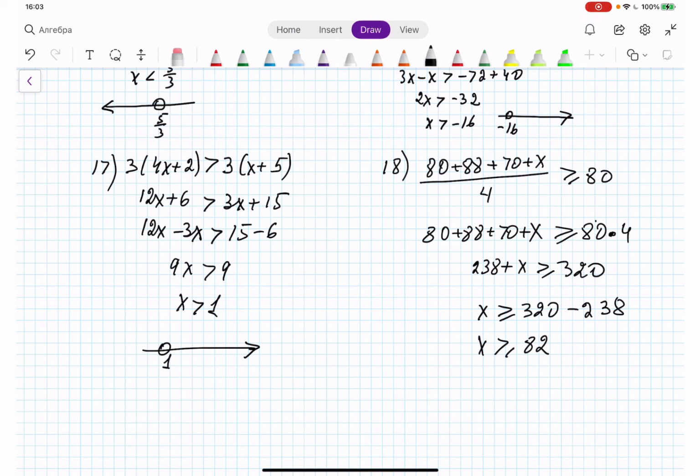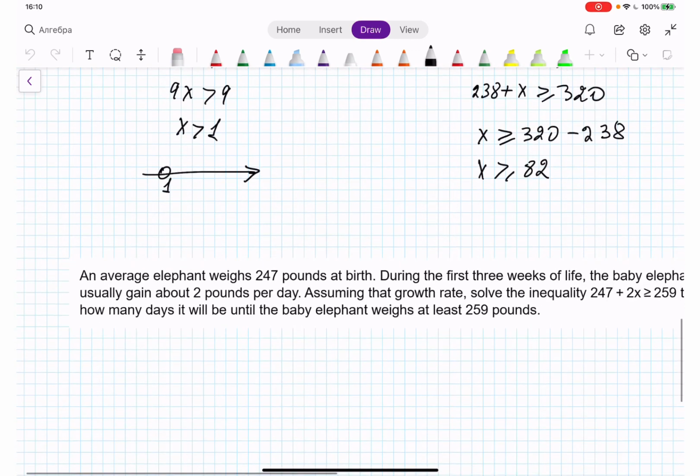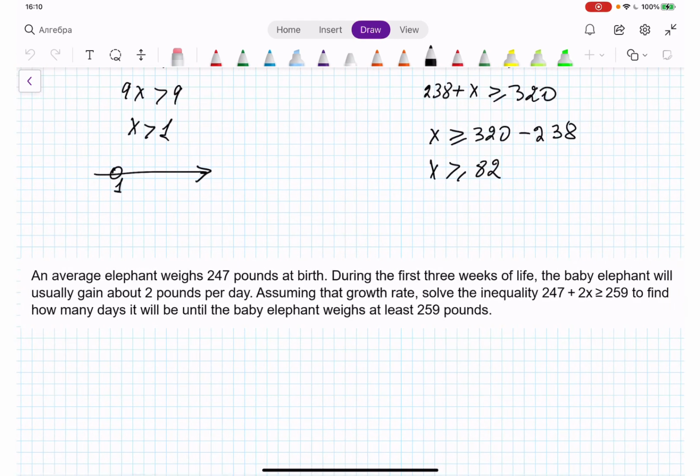What do we have here? So this is what we have here. An average elephant, this is number 19, yeah. An average elephant weighs 247 pounds at birth. During the first 3 weeks of life, the baby elephant will usually gain 2 pounds per day. So how many days we don't know, but 2 pounds per day, that's why we put 2x. Assuming that growth rate, solve the inequality 247 plus 2x greater equal 259 pounds.